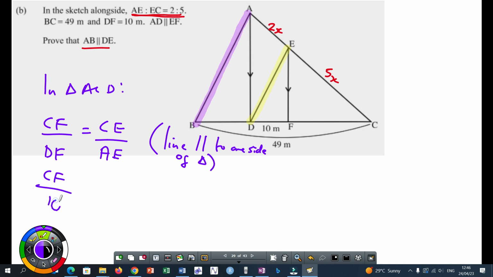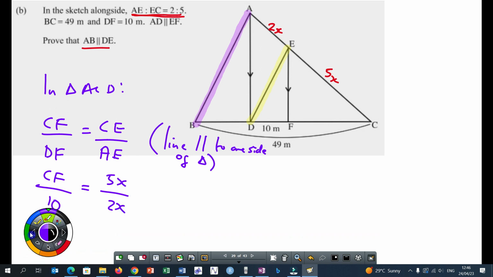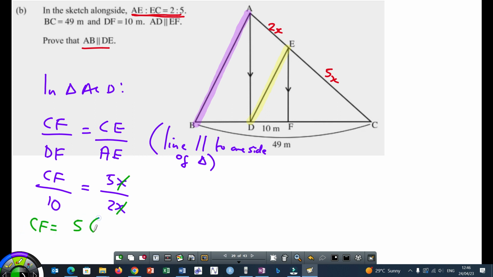So CF or FC, that's the one I want. DF is 10. CE, okay, it's 5x. And AE is 2x. Okay, as we have mentioned in the past, the constants cancel out. So CF is going to be 5 times 10 divided by 2, and then you get 25 meters. Okay, so CF is going to be equal to 25 meters.